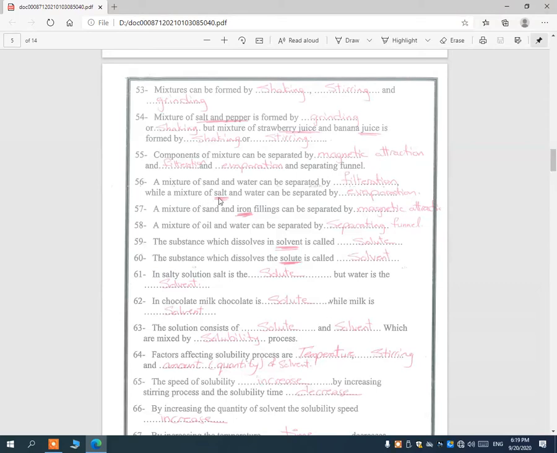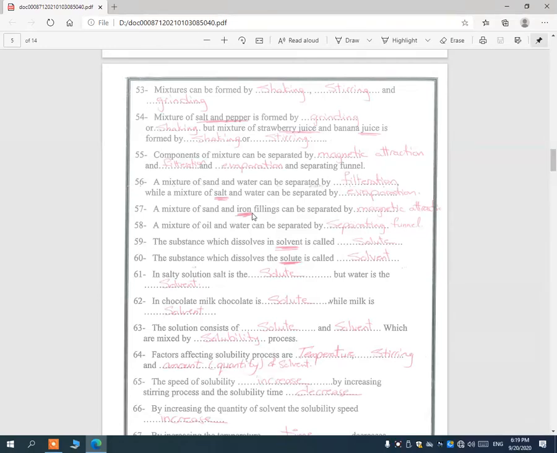While a mixture of salt and water can be separated by dots. When you see salt, and how to separate salt from water or salt from salty solution, you have to write evaporation. Evaporation to separate salt and water. When you see salt, you have to write evaporation.